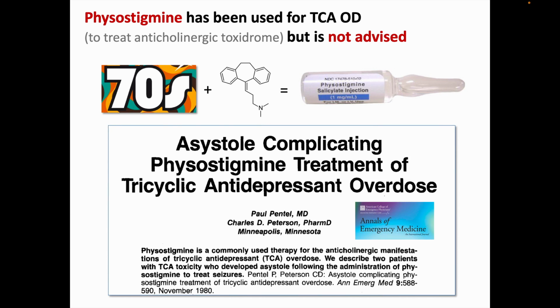But then in 1980, there was this landmark case series of 2 patients who developed asystole after physostigmine given for TCA overdose. Both of those patients had severe cardiotoxicity with very wide QRS intervals, and although they both became asystolic, one of the patients was successfully resuscitated. But ever since then, authorities have cautioned against using physostigmine for TCA overdose, or for any other anticholinergic drug if the patient shows EKG evidence of sodium channel blockade.